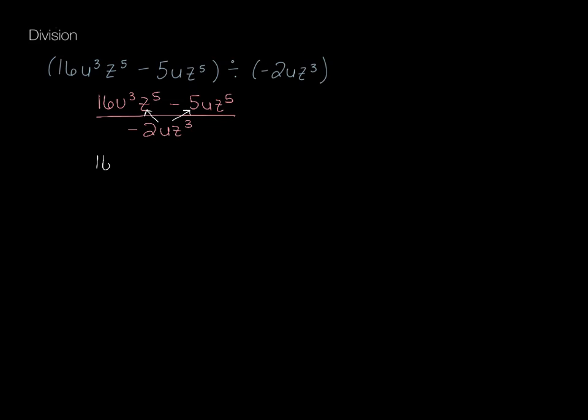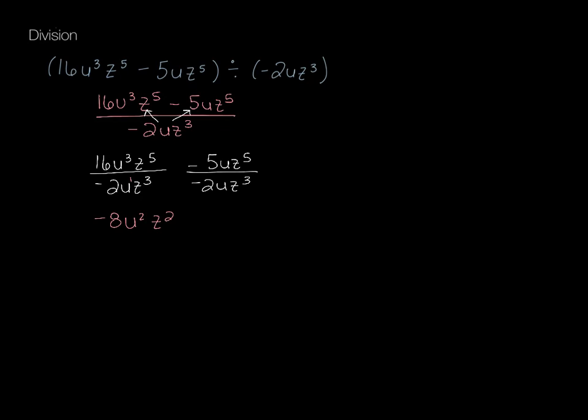So to help you remember that, you can actually separate this out into two separate fractions. So the 16u to the third z to the fifth over negative 2uz to the third. And then the negative 5uz to the fifth over the negative 2uz to the third. So that way you remember to divide both of them. So 16 divided by negative 2 is going to give us negative 8. Using subtraction here, 3 minus 1, remember there's really a 1 there, gives us u squared. And then 5 minus 3 gives us z squared.